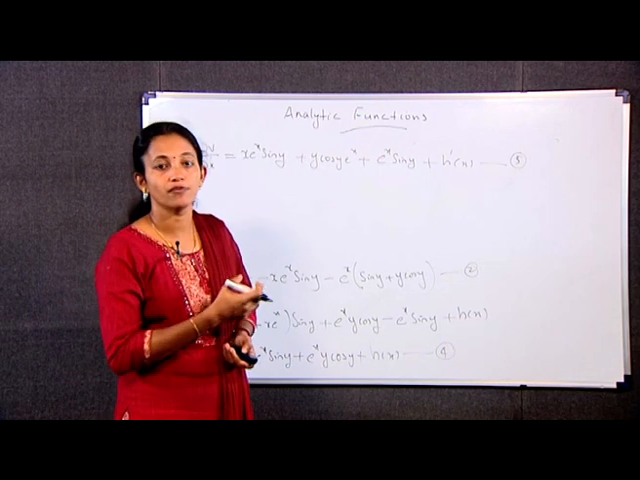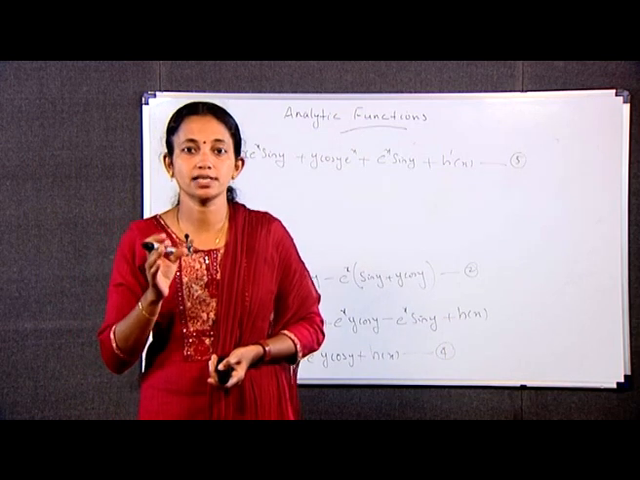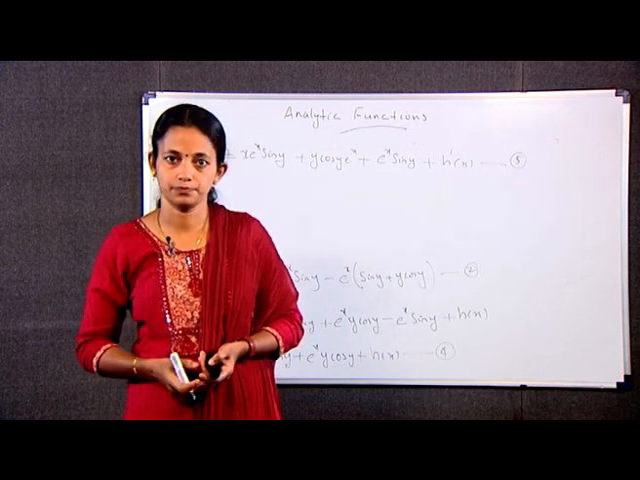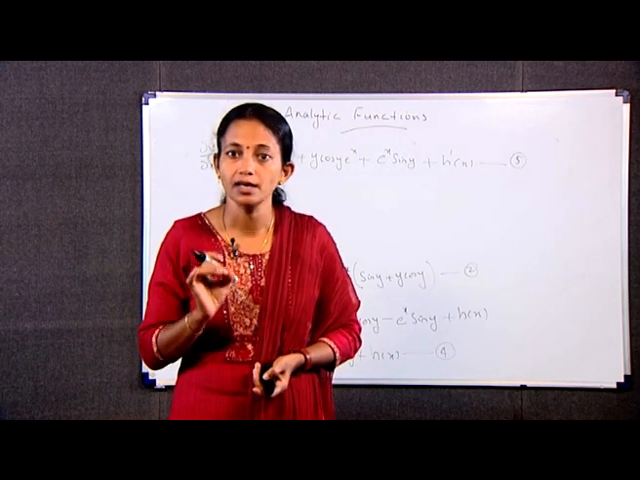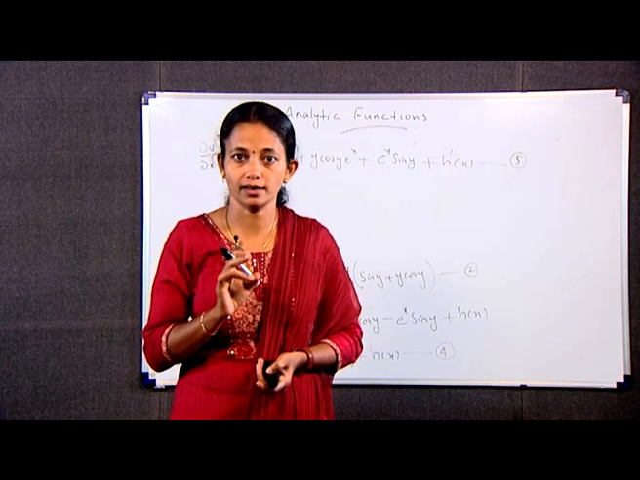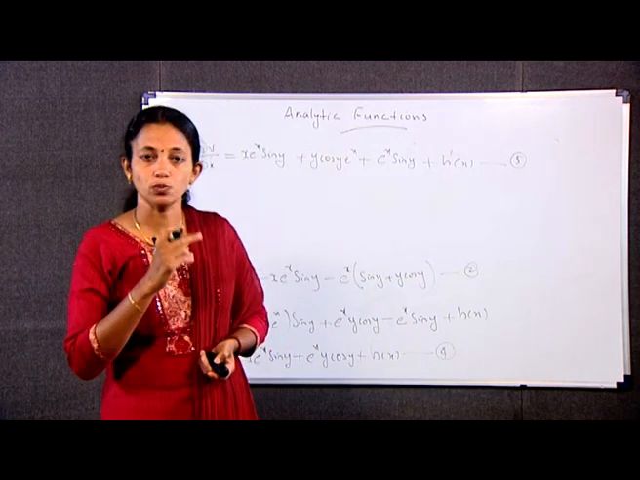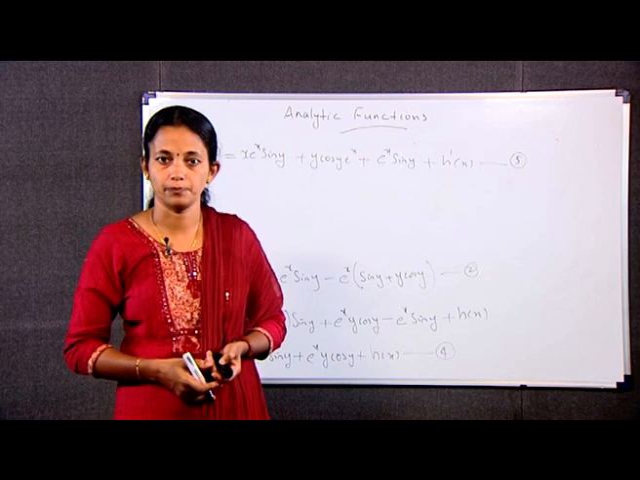Hence, equation number 4 implies v is equal to x e^x sin y plus e^x y cos y plus c. Hence f(z) is equal to u plus iv, which can be written as f(z) is equal to e^x (x cos y plus i sin y) plus y (minus sin y plus i cos y) plus ic.